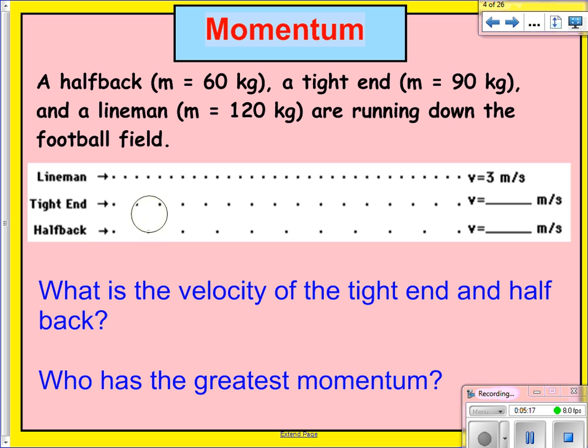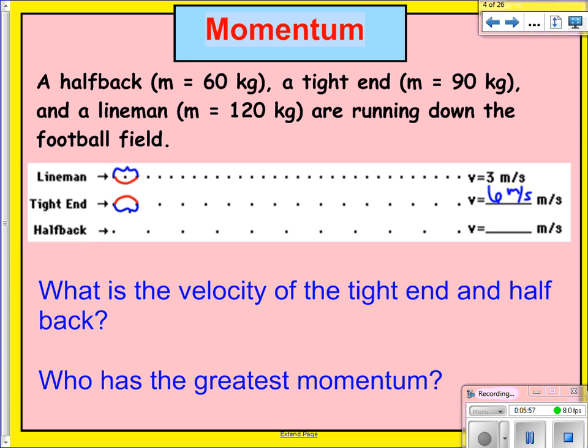There are several different ways you can do this. I'm going to attempt to explain it in one way. Notice that if the lineman is moving 3 meters per second, the tight end we know is moving faster. And notice the ticker marks. The tight end was able to get the same distance that the lineman was able to get in half the time. For example, it took 2 seconds for the lineman to get from here to here, but it only took the tight end 1 second. So what does that tell you? Well, that tells you the tight end is moving twice as fast. And so if the lineman is moving 3 meters per second, the tight end must be moving 6 meters per second.